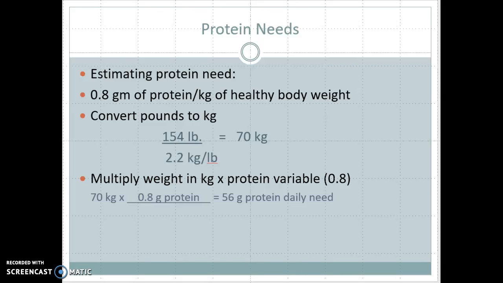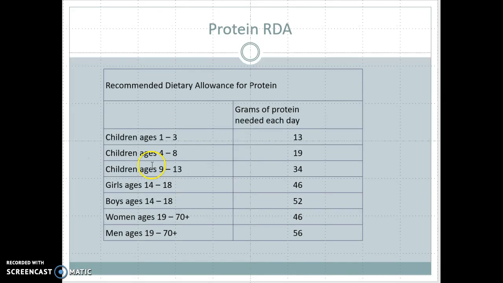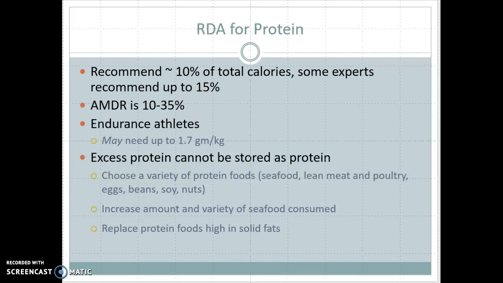To look at what that would look like, a child might need 13 grams, a woman might need 46, and a guy 56. That'd be the minimal for someone who's not working out. And as far as percent of calories, 10 to 35% is the range, which is quite a large range. They're suggesting a little more than 10%. 10% is pretty low.